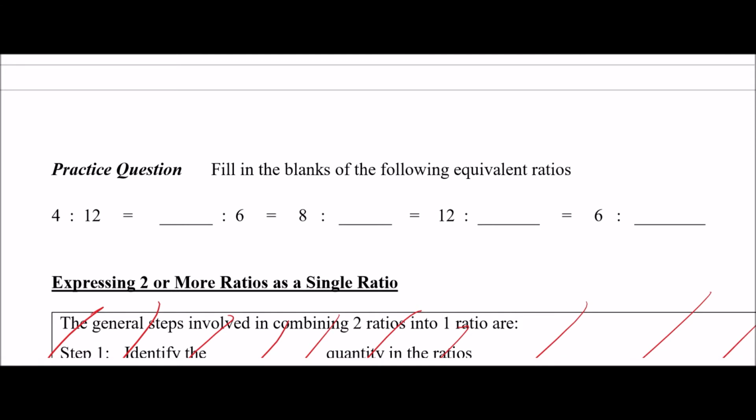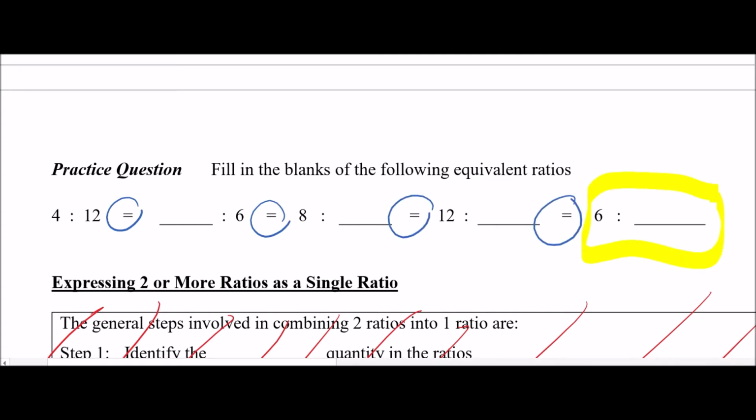You realize that it's a whole string of equals. That means at the end of the day, this ratio here is equivalent to 4 is to 12. They're equivalent. Quite interesting, right? But the idea is the same. So try to fill in the blanks, and we'll discuss when we meet in class.